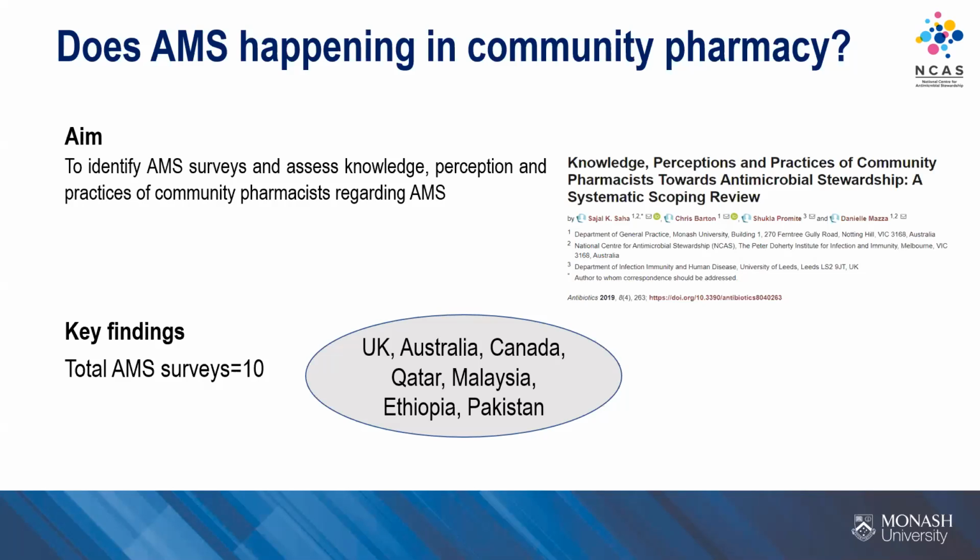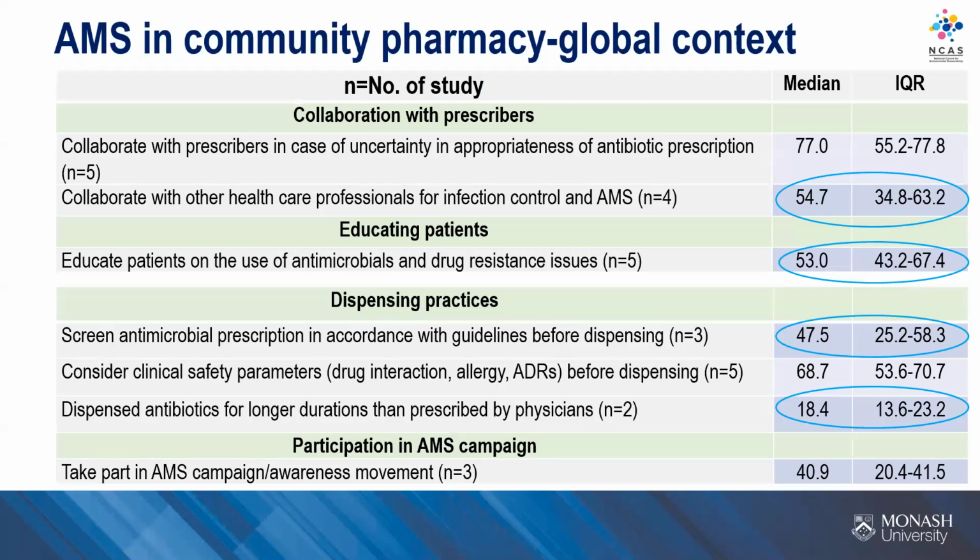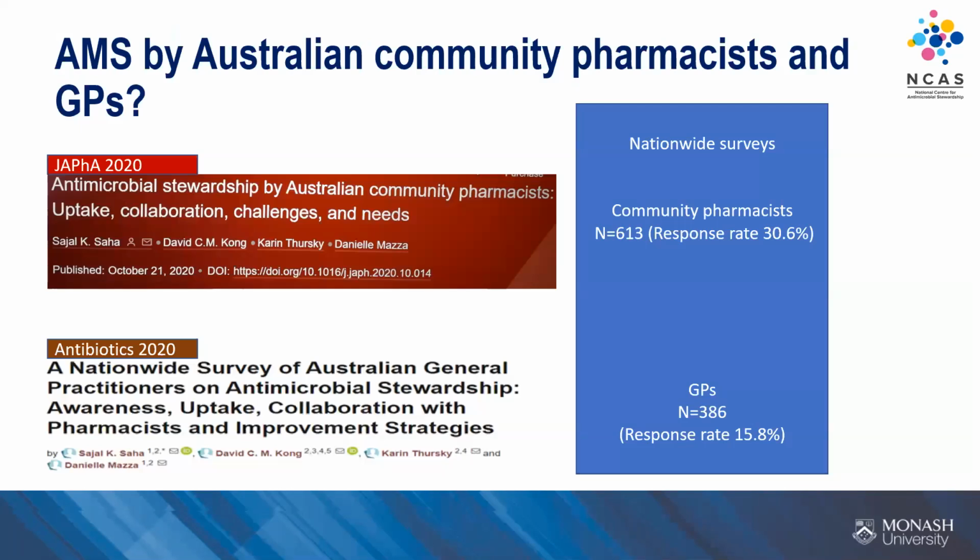So when we combined the reported survey data, we saw that approximately 50% or fewer were involved in educating patients, screening prescriptions, or collaboration. And this clearly shows that AMS is not happening to the extent we want from a community pharmacy perspective. So then we conducted national surveys of Australian GPs and community pharmacies to better understand where the AMS gaps are and what is needed in future to promote AMS in primary care in collaboration between GPs and pharmacists.